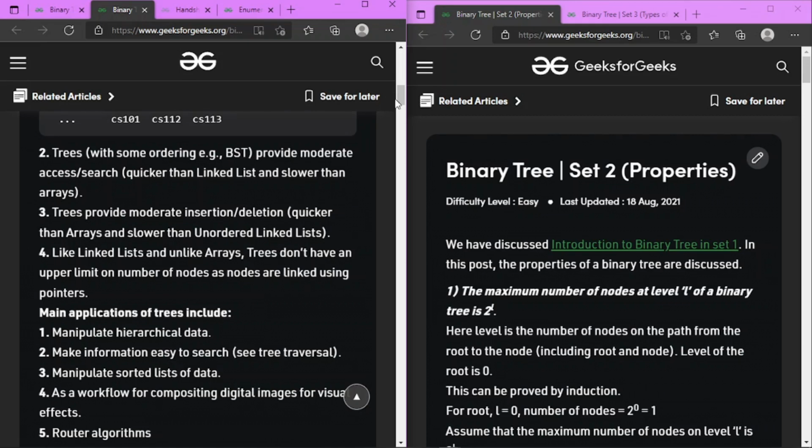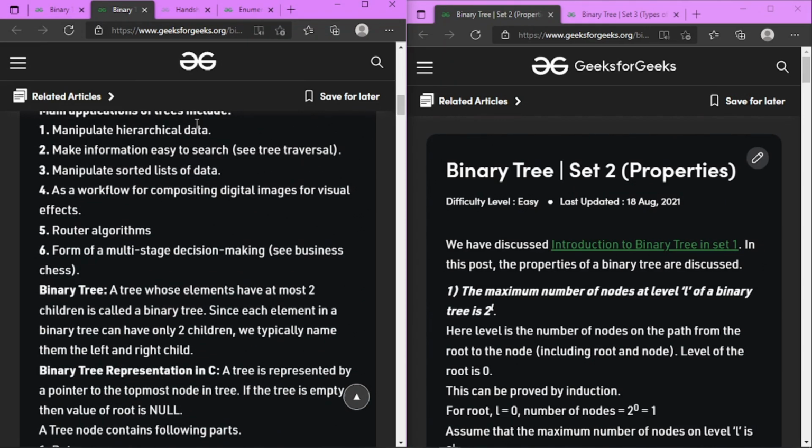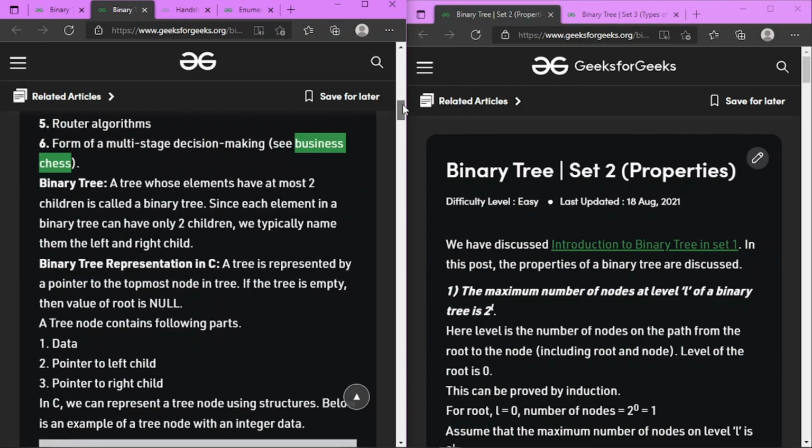The main application of trees is that we can manipulate data that is in hierarchical order, and it makes information easy to search via traversals, that is BFS and DFS, breadth first search and depth first search. Also, manipulating sorted lists of data is easily possible with this data structure, as well as workflows for compositing digital images for visual effects, router algorithms, and multi-stage decision making. You can read about business chess, where this tree data structure is used.